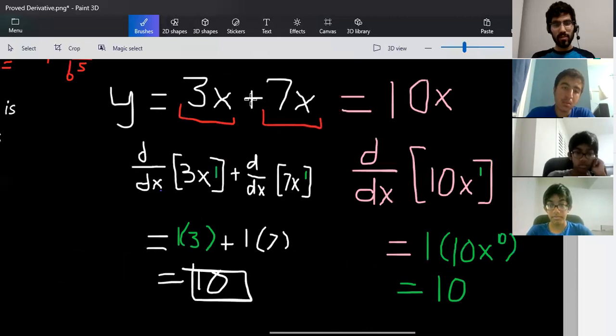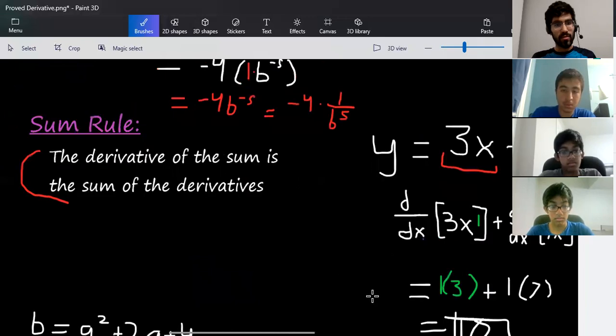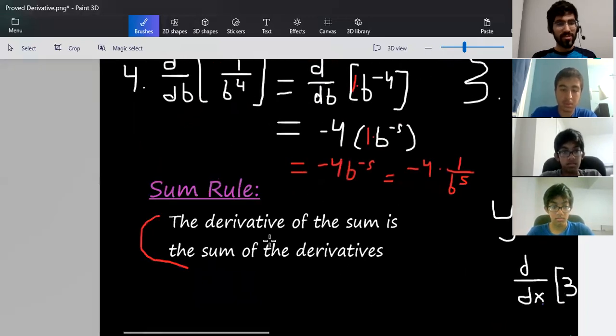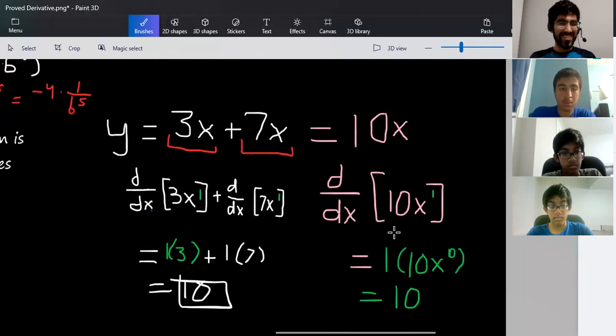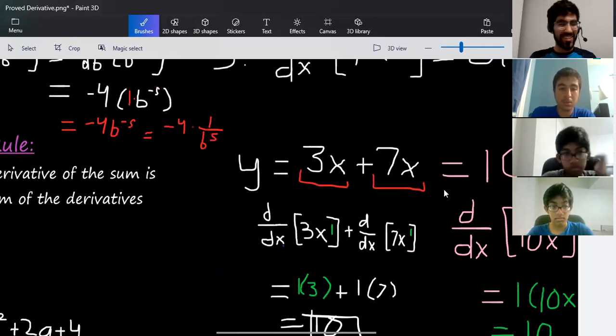Whether you take the sum first and then you take the derivatives, or whether you take the derivative first and then take the sum, you're getting the same thing. Is that making more sense? Sum of derivatives, okay, yeah, this makes sense, right?